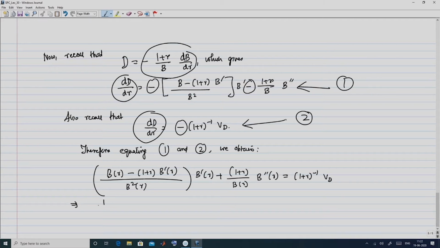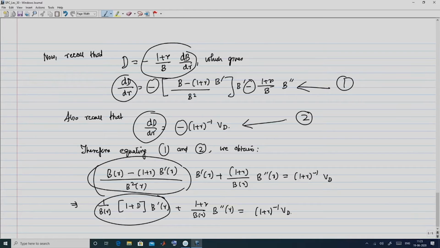So, this implies that 1 over B of r into 1 plus D into B prime of r, plus 1 plus r over B of r into B double prime of r, is equal to 1 plus r inverse into VD. Essentially, this term here is nothing but writing this term in a different form. The first term is B prime into B r over B square r, so this is B prime of r over B of r. So, you see that this is B prime over B of r, and the other term will contain D, and the remaining two terms have been reproduced as they are.